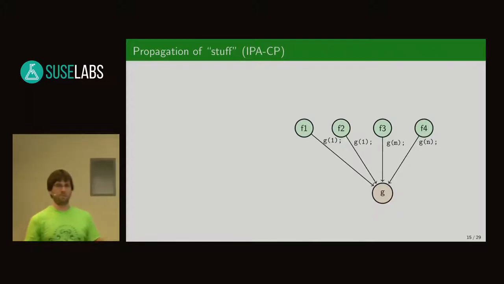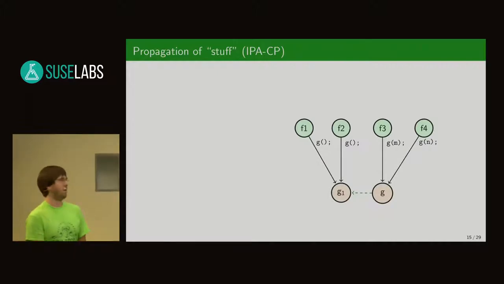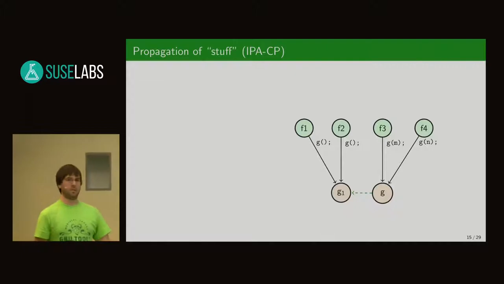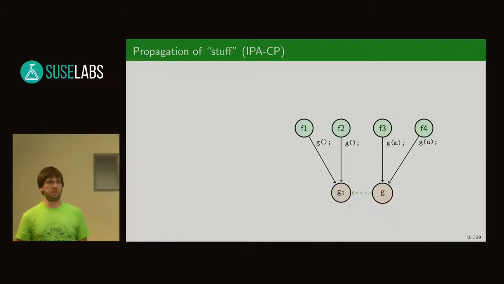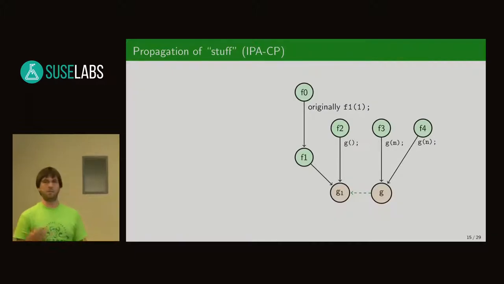So perhaps you want to duplicate g and have one version for contexts which pass constant one, and another one, the original one, for the rest of the contexts. And IPA-CP is exactly the thing that does that. It can clone, and it again works. It traverses the whole call graph.